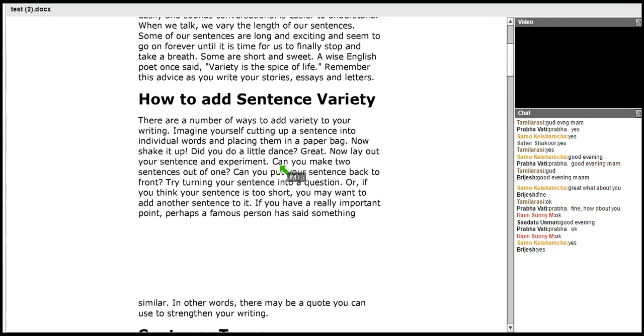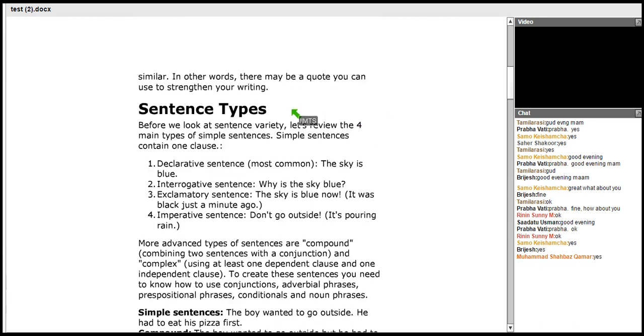Or if you think your sentence is too short, you may want to add another sentence to it. If you have really important points, perhaps a famous person has said something. In other words, there may be a quote you can use to strengthen your writing. Now, before we look at sentence variety, let's review the four main types of simple sentences. Simple sentences contain one clause.